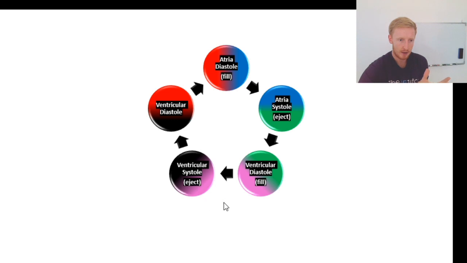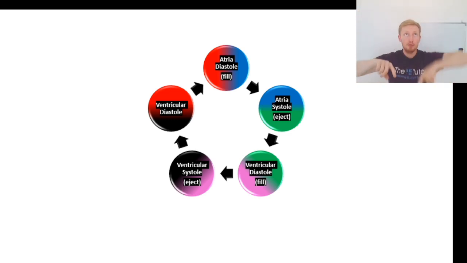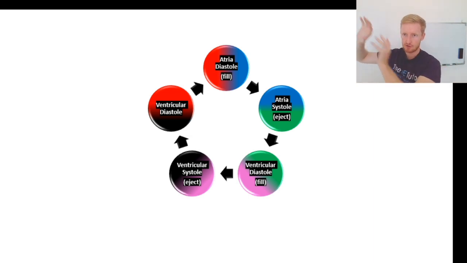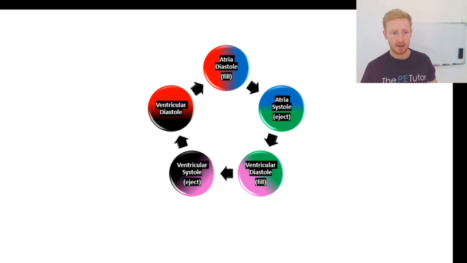We're now here. So we've gone atria diastole, atria systole, ventricular diastole, they've now filled up. We're now at ventricular systole. Bang! They now contract. They eject their blood, into the pulmonary artery on the right hand side up towards the lungs, and on the left hand side out of the ventricles into the aorta, the artery away from the heart to the rest of the working body.